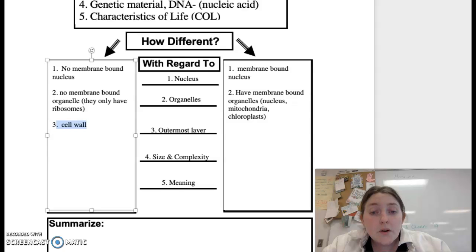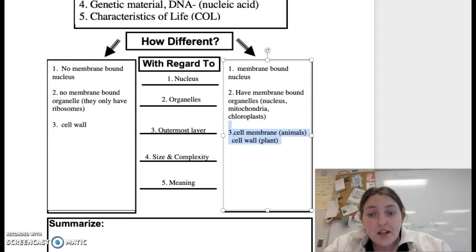On a prokaryote, the outermost layer is a cell wall. Always some sort of cell wall. In a eukaryote, it depends on which one you're looking at. Fungi, some protists, and plants have cell walls, where other protists and animals have just the cell membrane. So it really depends on the cell for a eukaryote.